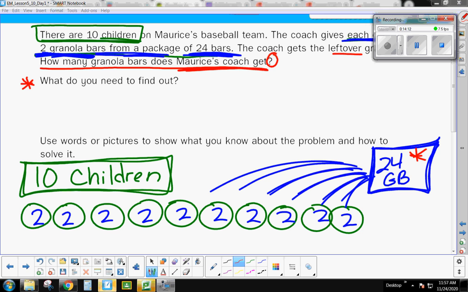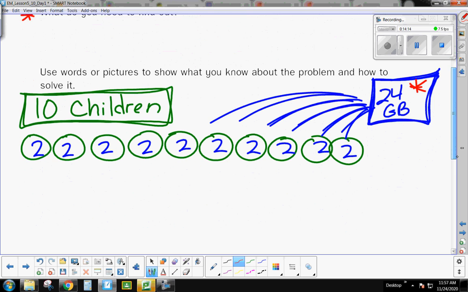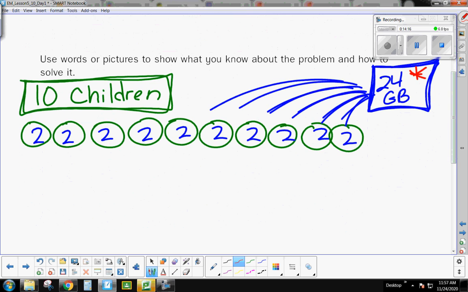All right, so now if you were a little bit mixed up and maybe you didn't get this far, go ahead and pause the video and see if you can retrace your steps and rethink this problem. If you got that far, let's just go ahead and keep going.